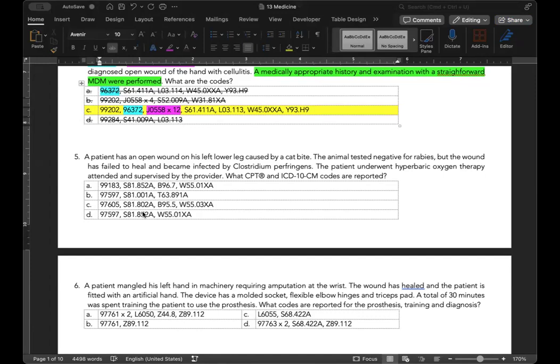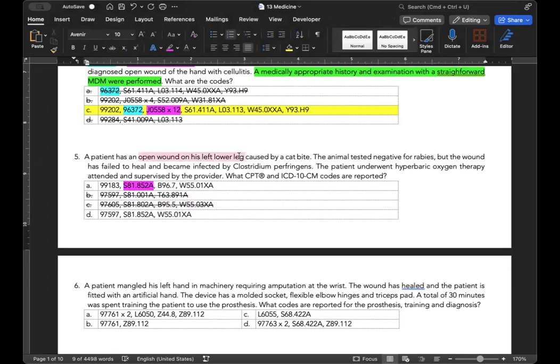Okay, S81.852A is open bite, lower leg, left lower leg. And then our A is for the initial encounter, right? Yep. So do we think that's our answer? Or at least our ICD-10 code for the open wound? That's one of them. That's what I think is one of them. Yep. Okay. So that's our open wound. So let me highlight that so that you guys can see that.